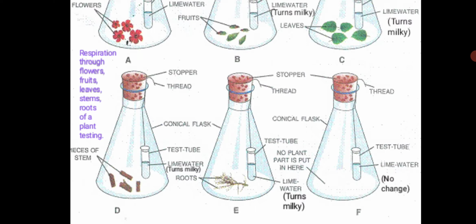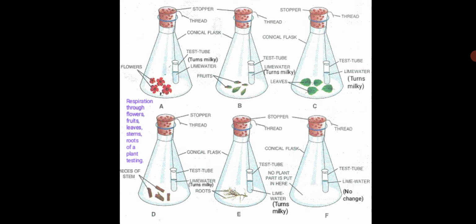And when we take root, here root hairs are helping in exchange of gases. So here also the lime water in the test tube turns milky. But when we take only water, with no plant part inserted, no change of color takes place.